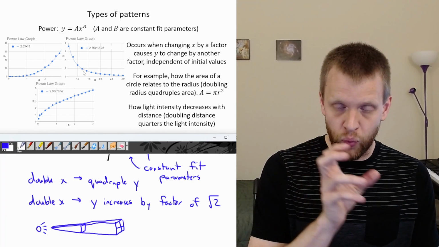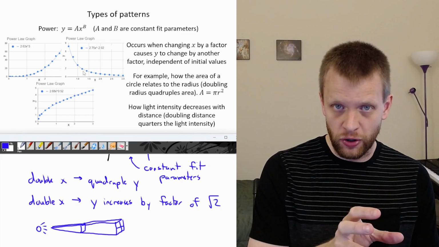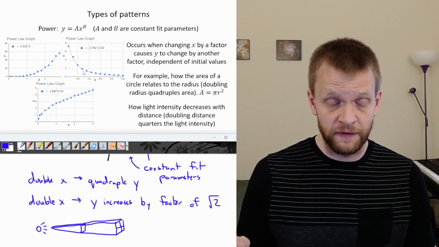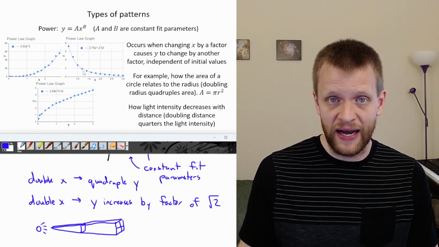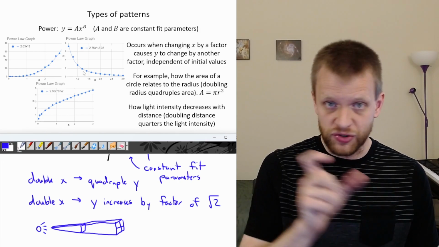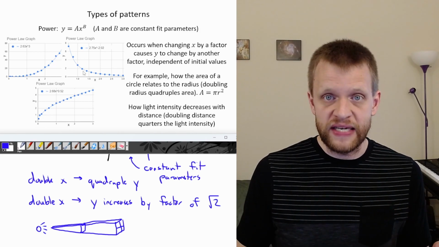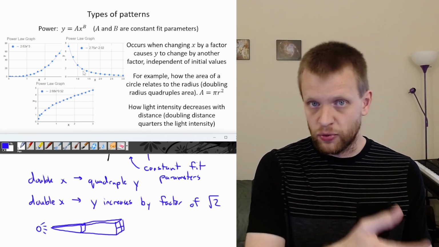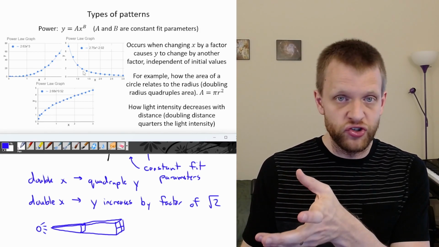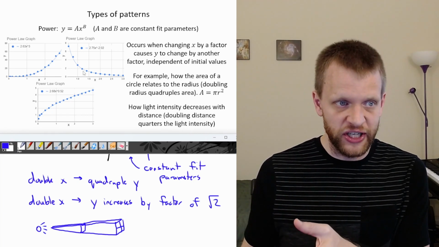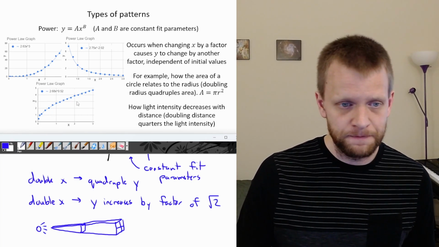Changing one quantity by a certain factor will cause the other quantity to change by some other factor. And those factors will keep on matching up with each other no matter what the initial values were. If I double this, what is that going to do to my value of y? What factor is it going to change by? That's going to be a power fit.